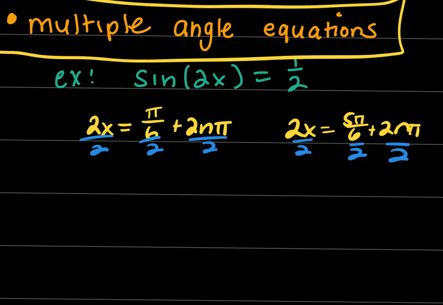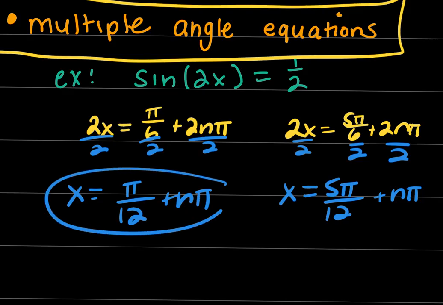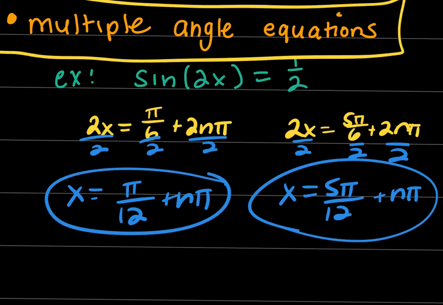So I get x equals pi over 12 plus n pi, and x equals 5 pi over 12 plus n pi. So the multiple angle ones have the work after you find the angle. First figure out where that exists, add the interval, but then adjust both the angle and the interval.